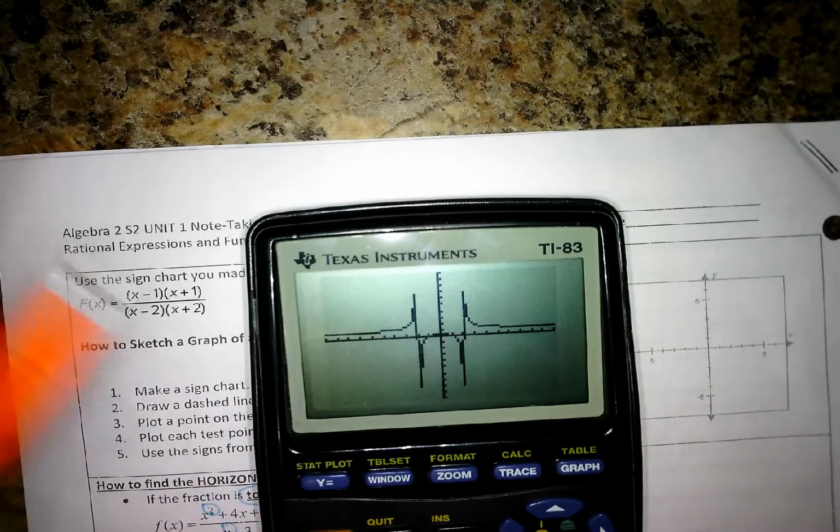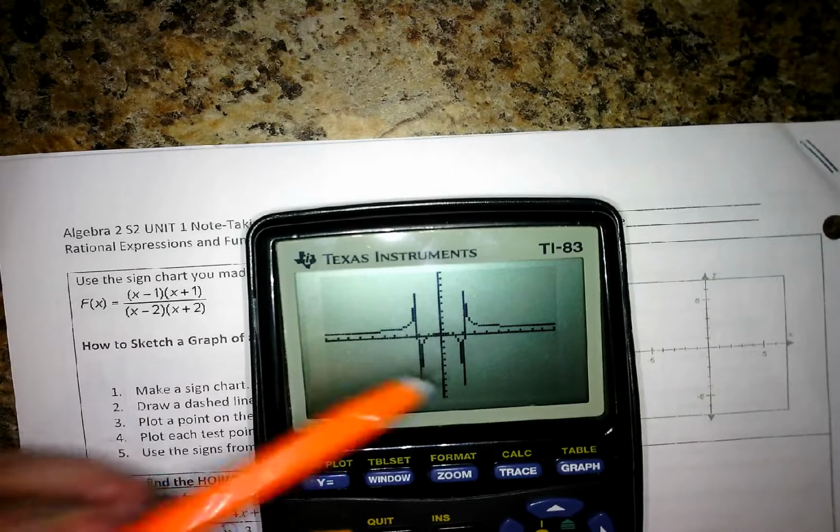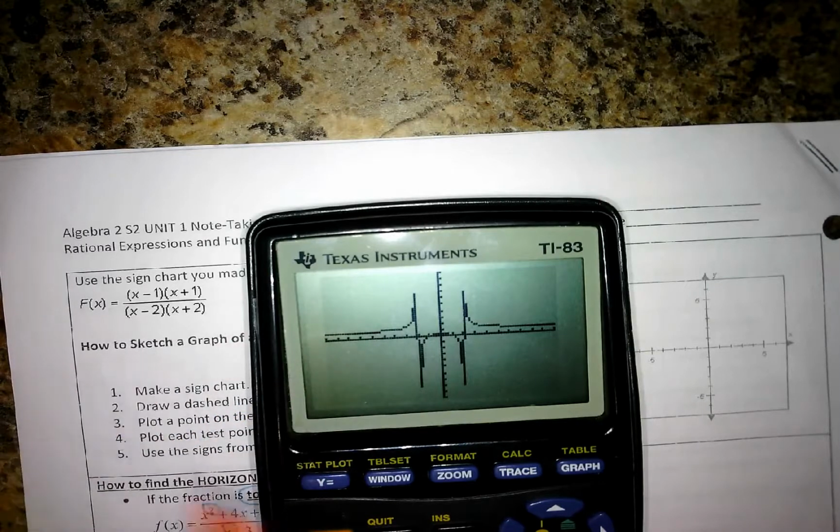If you're going to do this, that's fine. Go ahead and graph it. Make sure that you graph it correctly, or you can do an XY table and plot some points. But make sure that you include your holes and your asymptotes. Draw those in, because otherwise I'm not going to see them on your graph, and I'm going to count you off.